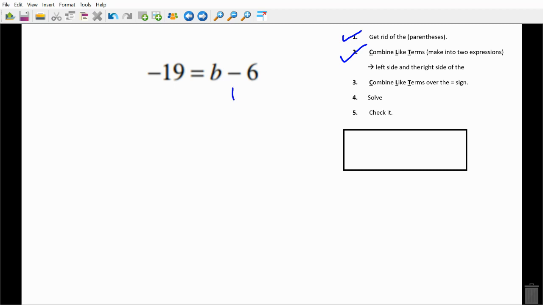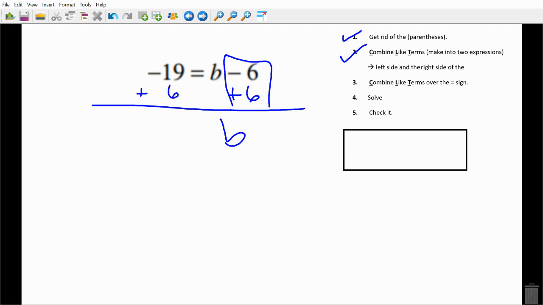Good. We have to add 6 to make this flashcard here, to get b by itself. All right. And when we do that to the right, we have to do that to the left. So I'm going to add 6 to its like term. The like term is that constant, so we have to combine these constants. So what is negative 19 plus 6?